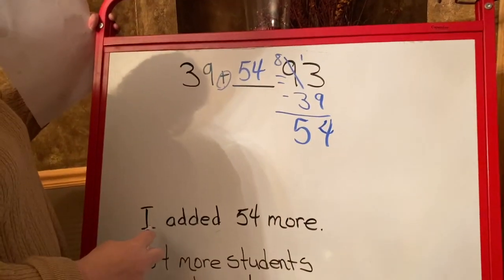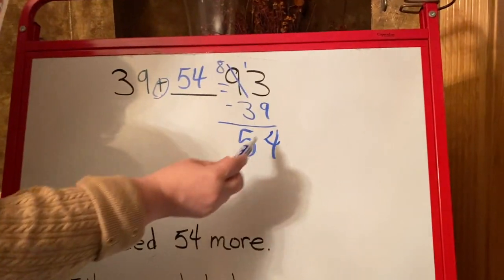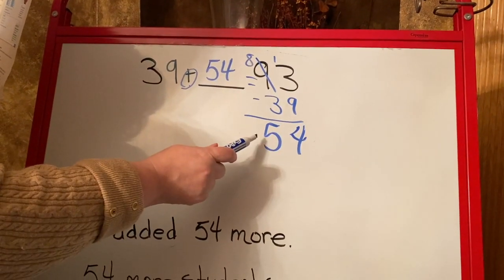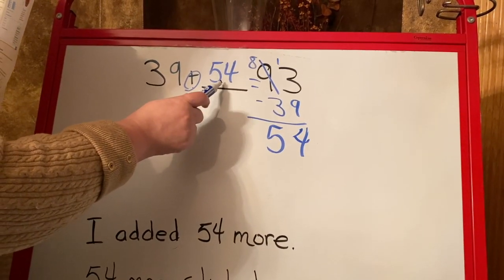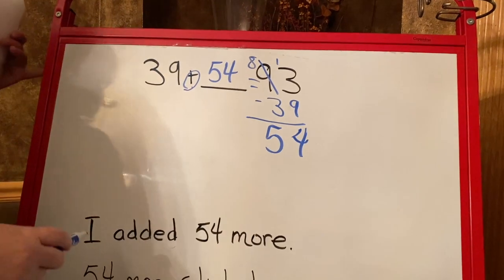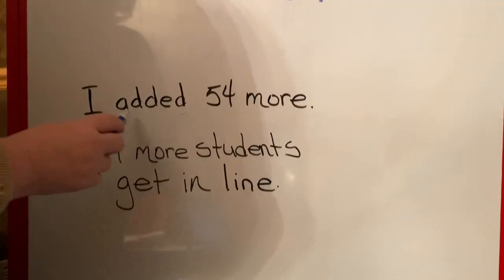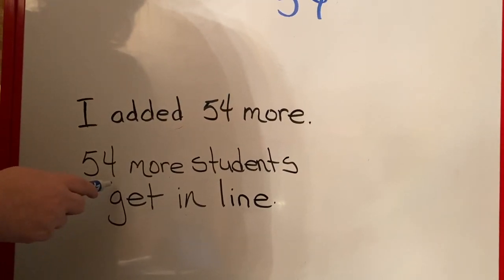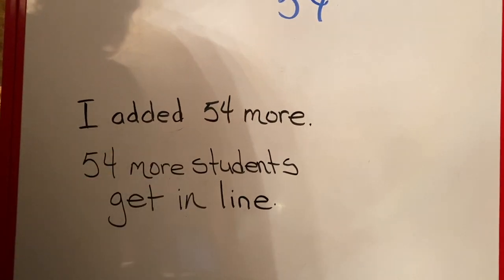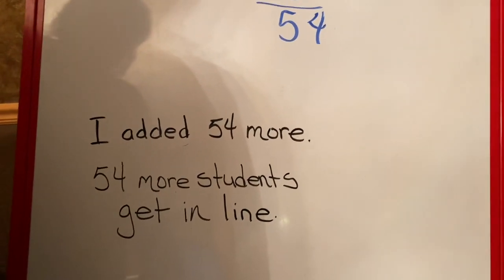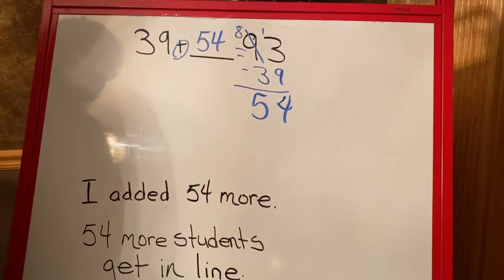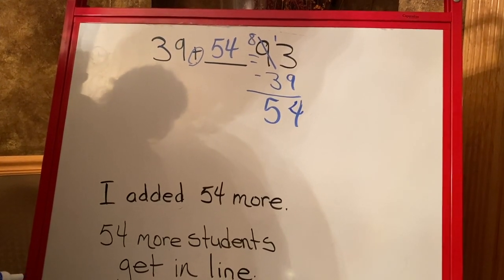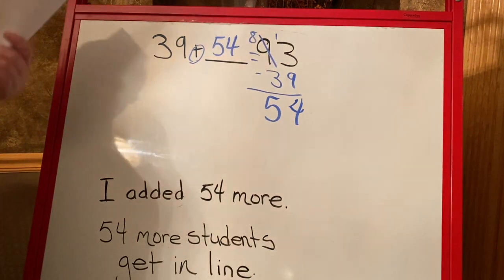And what you're going to write in that space is what I have here, 39 plus blank equals 93, and then I want to see your work to show me how you figured out what the missing addend was. You did the opposite, you subtracted. And what you're going to write down towards the bottom is, I added 54 more, 39 plus 54 equals 93. And then you're going to write 54 more students get in line. So that's how we figured that out. This is stuff we've already done in class many times on our 5-a-day math, and word problems we've practiced. So I'll give you a minute to write that.